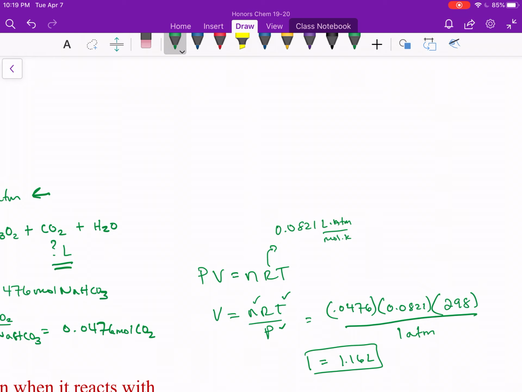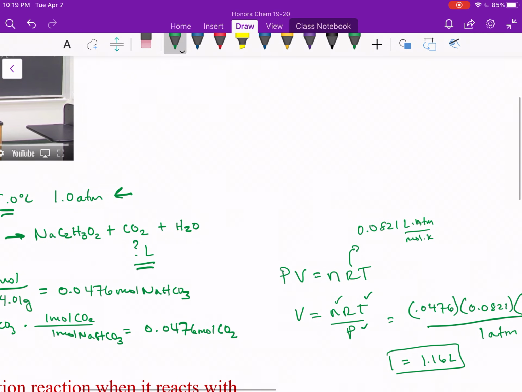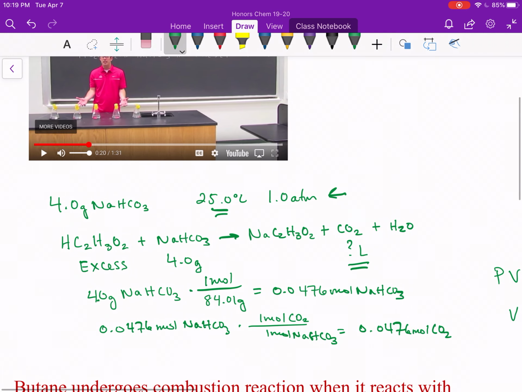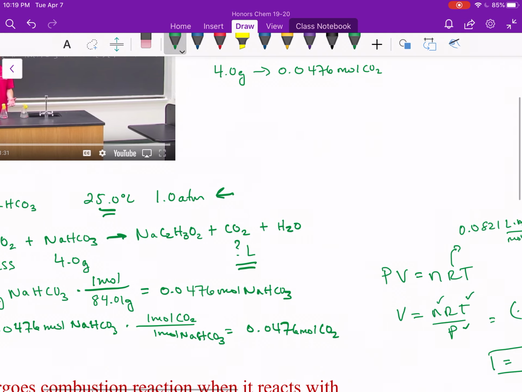My guess is that it's going to be a little bit less than that because gas is seeping out and the balloon won't expand that much, right? And we saw in the video, hopefully that makes sense. Number 2, when we put in 4.0 grams, we know we get 0.0476 moles of CO2, and that resulted in a volume of 1.16 liters. And he said the 8 grams that he put in was a little bit bigger.